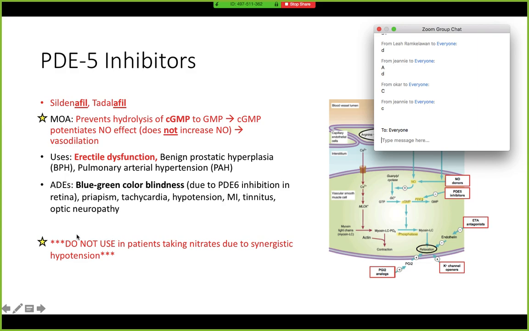Okay, and then here again, so super important. You should not use these in patients taking nitrates, and that's due to the synergistic hypotension that can occur.